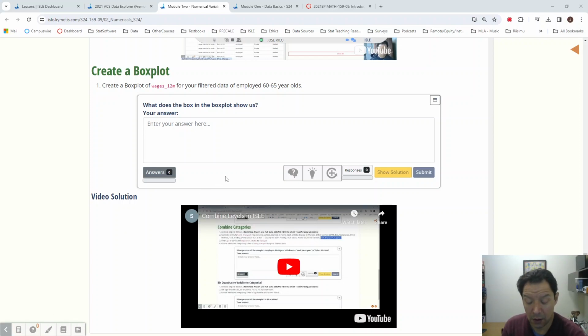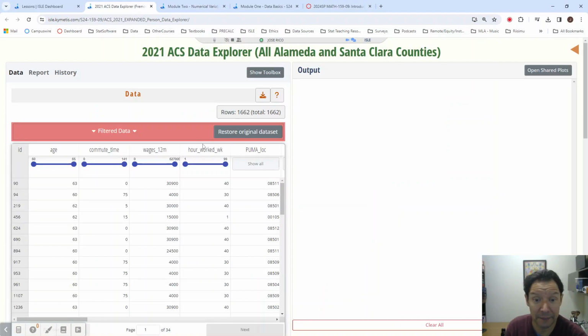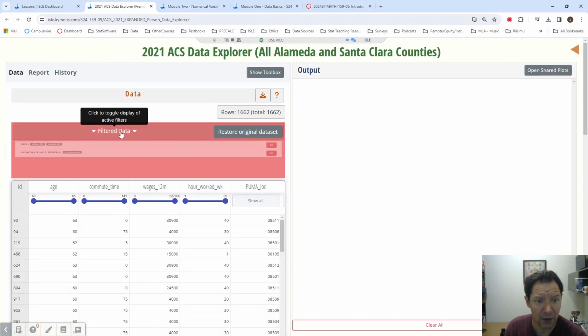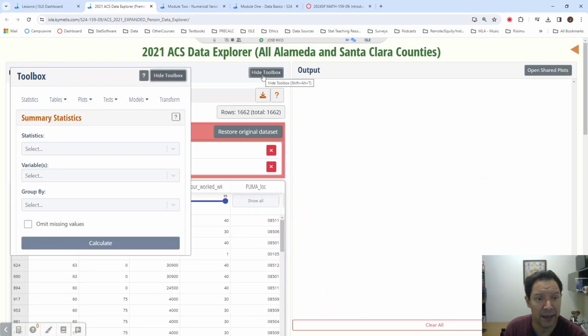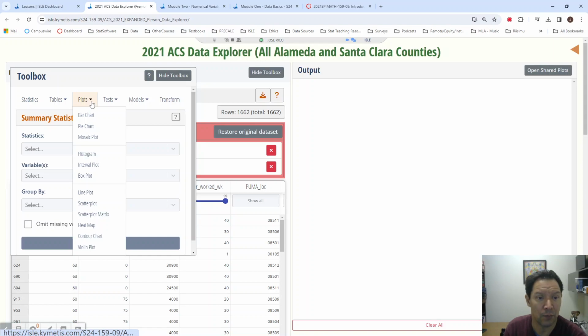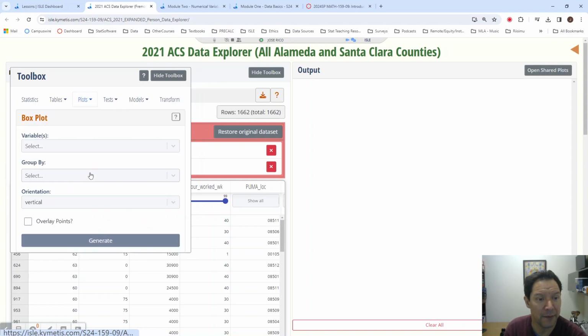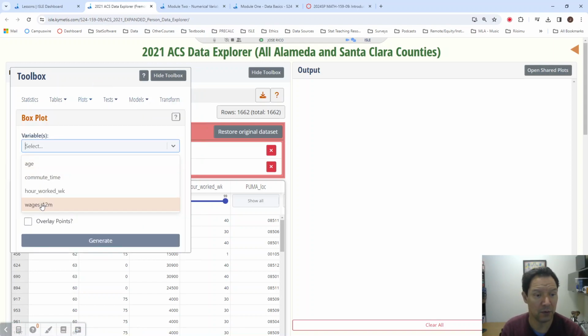All right, real quick, we're gonna try to answer this question, create a box plot, and then tell us what the box plot shows. I mean, there's a lot of questions about what a box plot shows, but we'll just first look at it. So I've already filtered my data, 60 to 65 employed individuals, and I want to create a box plot. So I go to plots, go to box plot, I select my variable, wages.